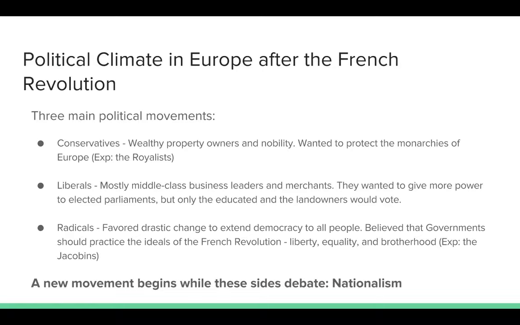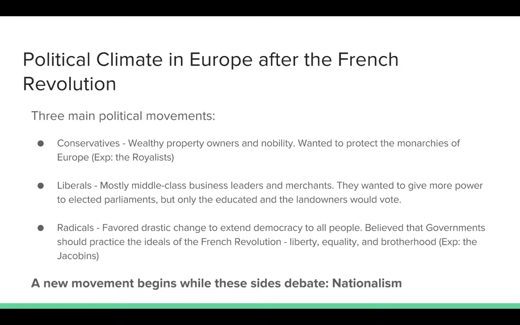So the first movement was that of conservatism, and these were wealthy property owners, nobility, and they wanted to protect the monarchies of Europe, keep the kings in power. Obviously, this is inspired by the royalists of the French Revolution. Next would be the liberal movement, which is mostly middle class. These are merchants, these are business leaders, and they wanted to give more power to elected parliaments or elected legislative bodies. But they only wanted the educated and the landowning to be able to vote.